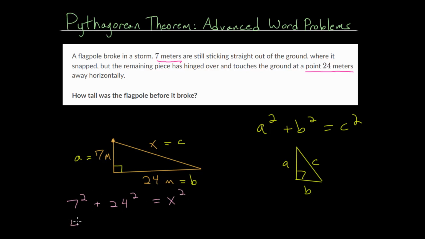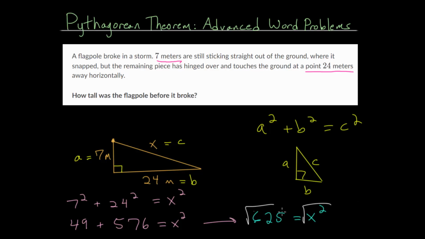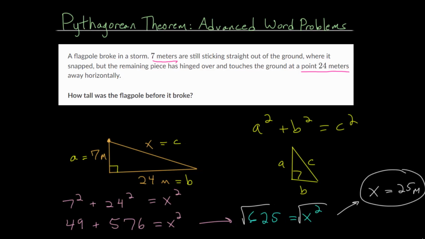And 7 times 7, that is 49. And 24 times 24, that is 576. So adding 49 and 576 together, we get 625. And now we just need to take a square root of each side. Now, the square root of 625, this is actually a perfect square. In fact, this is 25. So we found this missing length, and by the way, this is in meters.